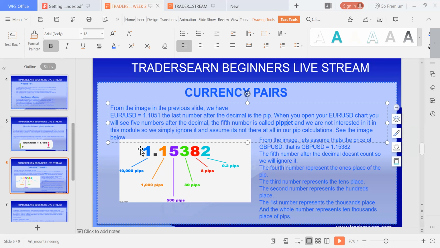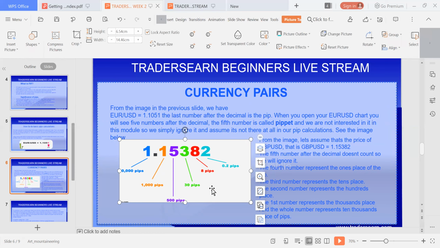Now see the image below. Let me explain what this image stands for. This is exactly how you see it when you open your chart or your MetaTrader 4 or 5, whichever you are using. In some of those applications, they write this 2 as a superscript, at the top of this 8 somewhere here. This way you see it as a superscript. And some will just write it in full like that.